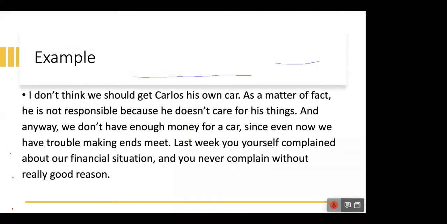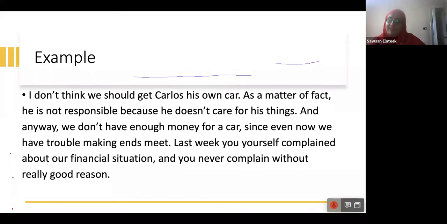So here's an example. I don't think we should get Carlos his own car. As a matter of fact, he is not responsible because he doesn't care for his things. And anyway, we don't have enough money for a car, since even now we have trouble making ends meet. Last week, you yourself complained about our financial situation, and you never complain without a really good reason. You may have to read this again, but how many conclusions or claims are made in this paragraph? Five. Five conclusions.